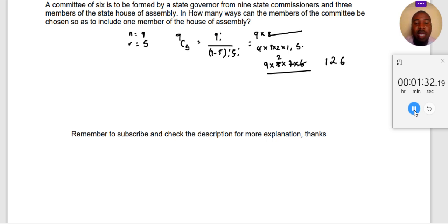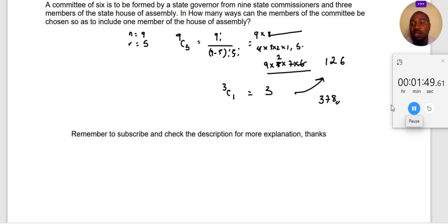Then I'm going to do the same for the House of Assembly, which is just 3 combination 1. This is going to be 3, right? Now if I multiply them together, I'm going to have 378, and this is the number of ways.